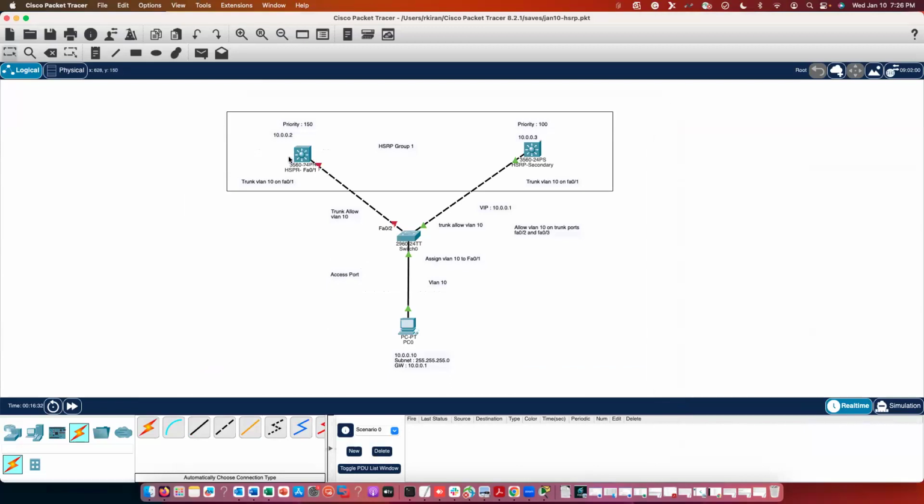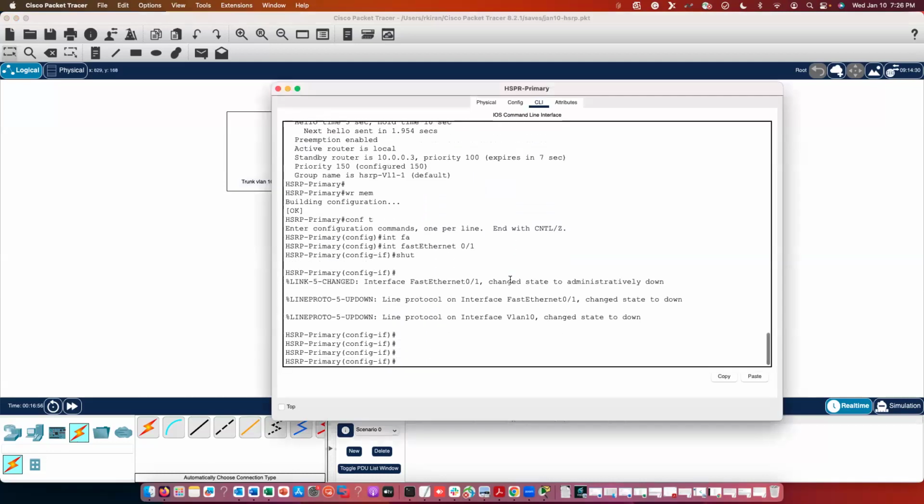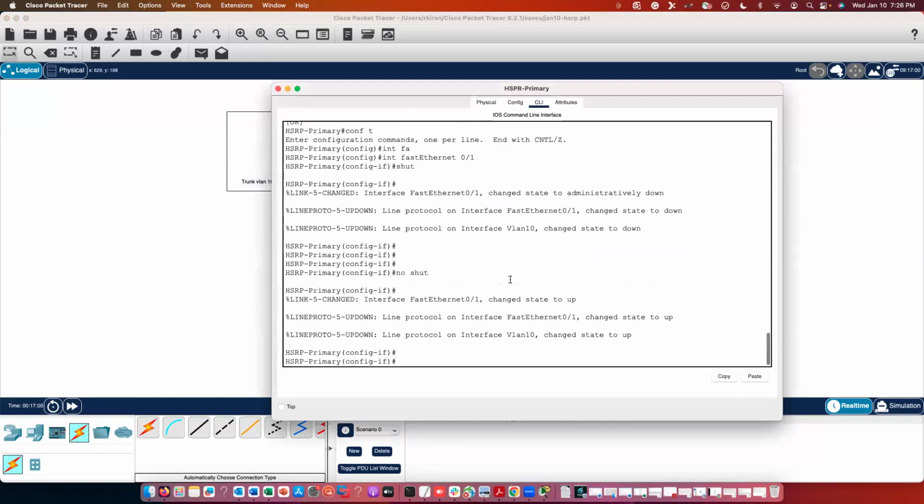So now tell me, when this switch comes up, will this take over the role of the primary, or will this one stay as the primary? Should go as primary. Yeah, this one should go back to primary because the preempt will kick in. It will make sure that the higher priority came back online. So that should kick in and then it should become the primary. So I'll do no shutdown. Okay, so it's up now.